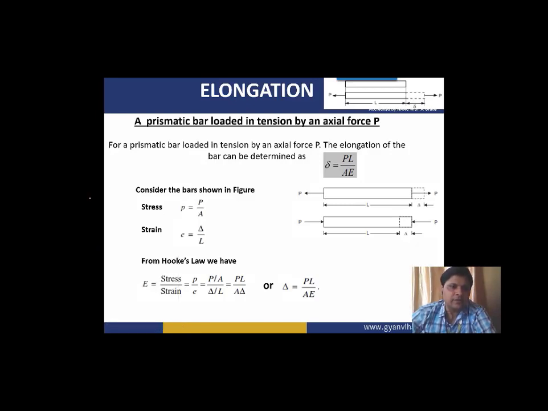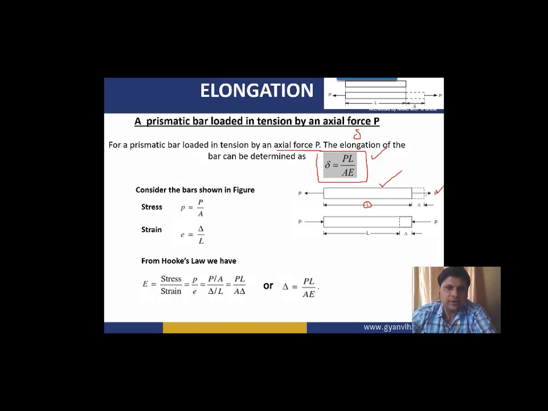For a prismatic bar or specimen loaded in tension by an axial force P, the elongation of the bar is found by this formula. First of all, the elongation is always denoted by delta, and that is equal to PL by AE. Now, how have we calculated this PL by AE formula? Let's see. Suppose this is the specimen you are seeing on the screen. Its original length is L, and you are applying a tensile load P on it.